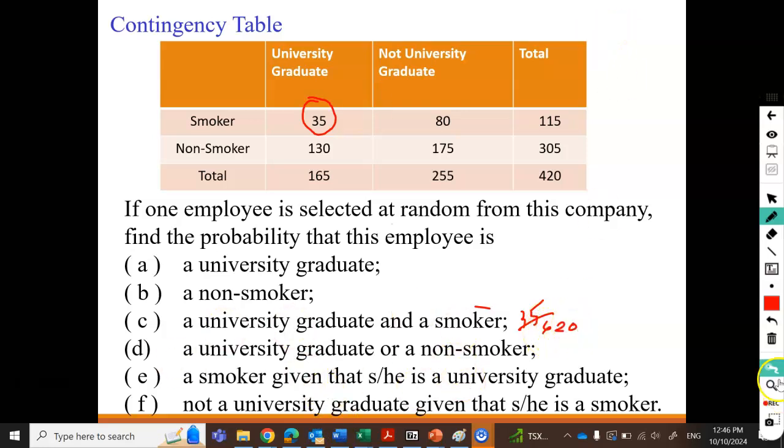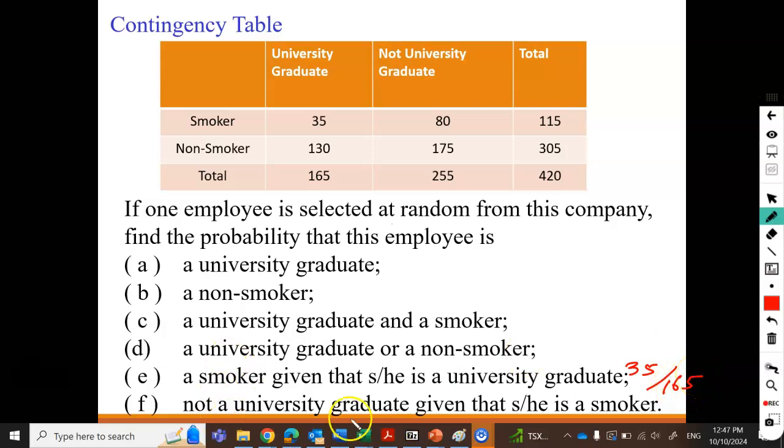Then the fourth one is a smoker given that he or she is a university graduate. So this is a conditional probability, where it is already given that the employee is a university graduate. So your sample space reduces from 420 to only the number of university graduates, which is 165. Out of that, 35 are smokers. So your probability will be 35 over 165.